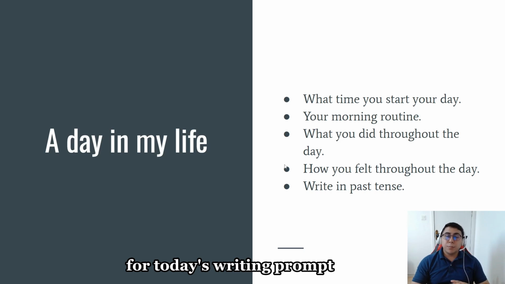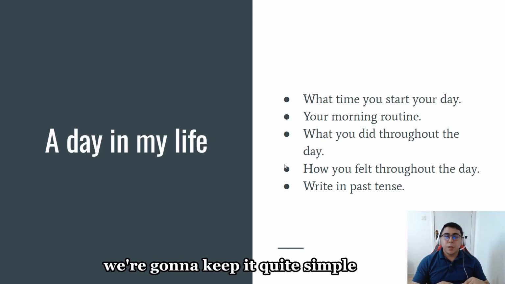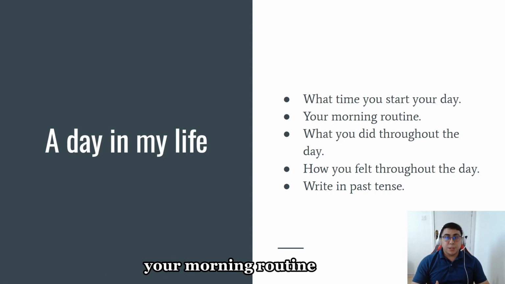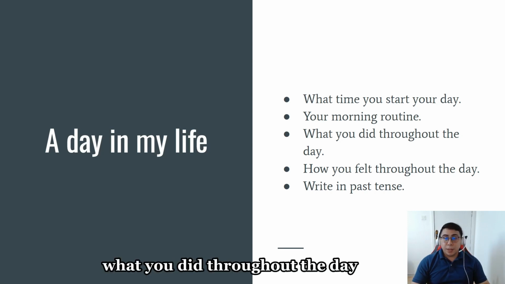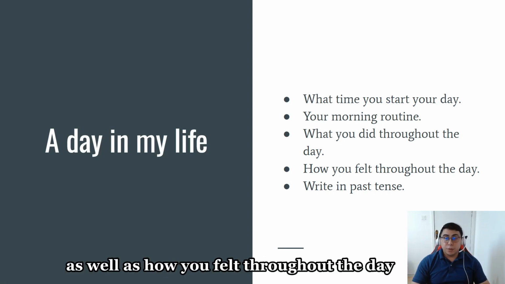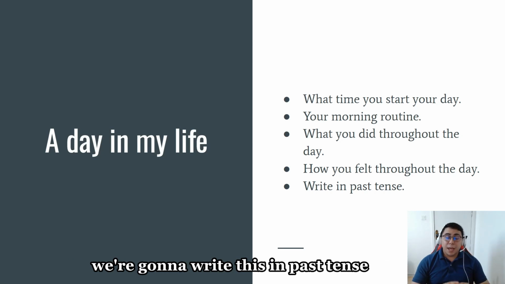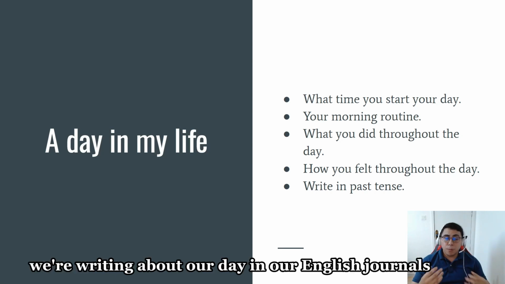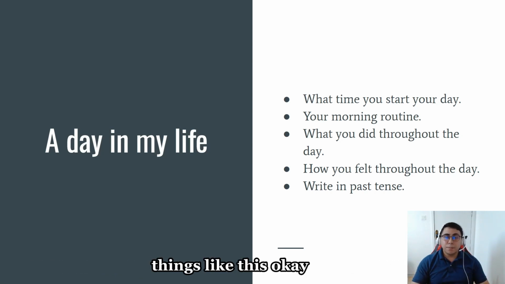For today's writing prompt, we're going to keep it quite simple. We're going to do a day in my life. For this prompt, you should make sure to mention what time you start your day, your morning routine, what you did throughout the day, as well as how you felt throughout the day. And we're going to write this in past tense. So we're going to write about it as if it were at the end of the day. We're writing about our day in our English journals, things like this, okay?